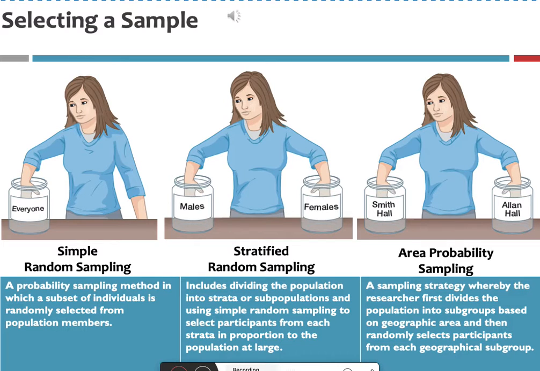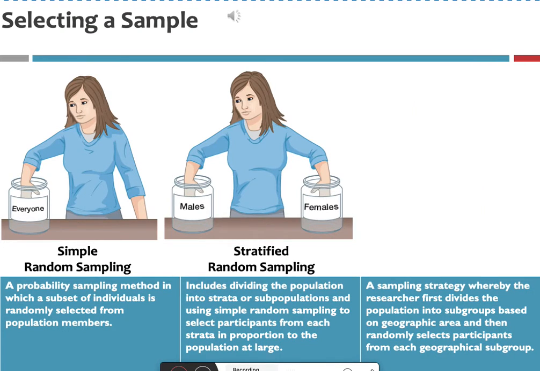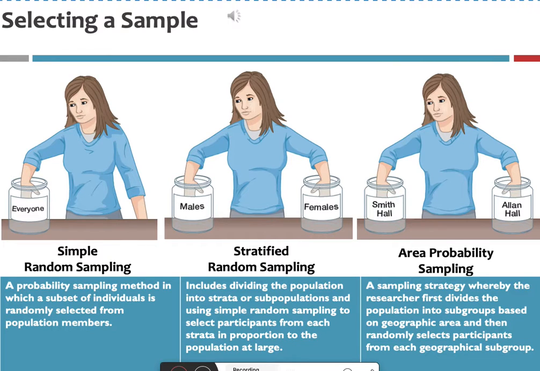And then finally, we have our area probability sampling, which is similar to stratified sampling. However, we're developing these subgroups based on people's location. So rather than randomly sampling from different majors, you could randomly sample from different dorms. So in this example, Smith Hall versus Allen Hall, and then you randomly sample. Or if you want to get a sample of people in the Midwest, you could use area probability sampling to make sure that you're getting a sample from each state that is represented in the Midwest region.